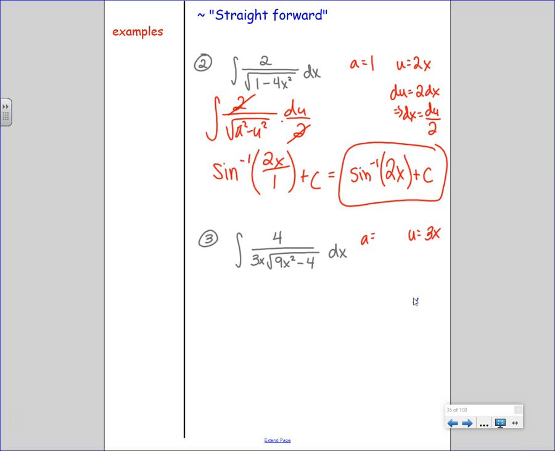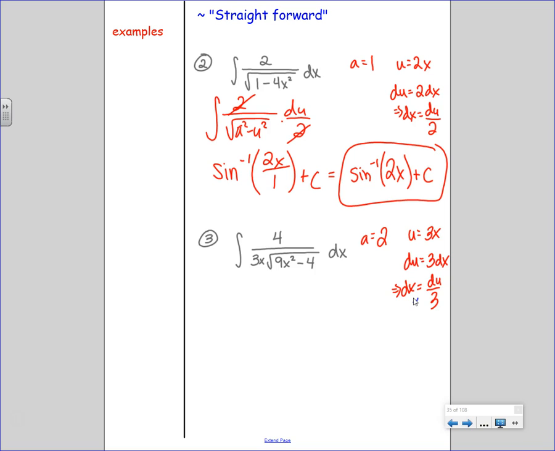Now think about it. If u is 3x, du is just 3. Am I okay with there not being an x on top? I'm totally great with that, because I don't have any sort of x's in my du. So dx is equal to du over 3. Who's your a, by the way? Check out your formula. Yeah, u squared minus a squared. Square root 4 is 2. So we're square rooting each of the little pieces in that denominator.